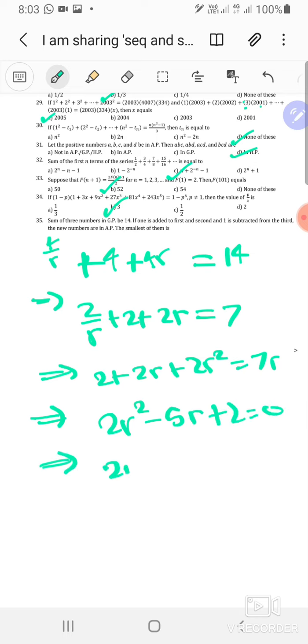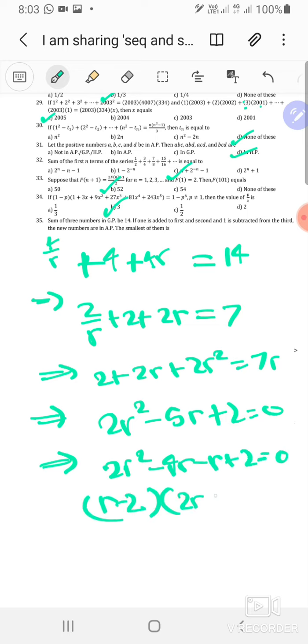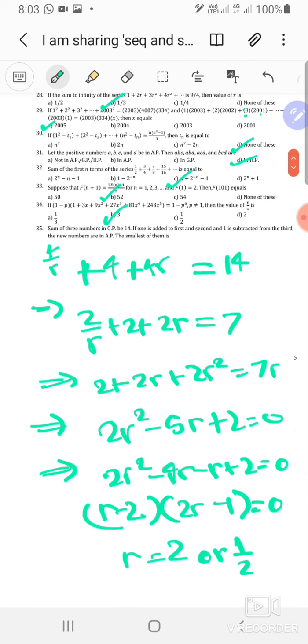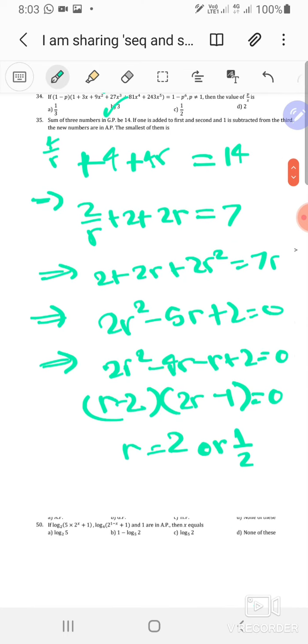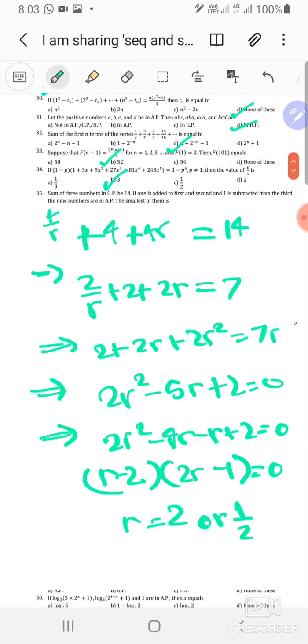So 2R squared minus 4R minus R plus 2 equals 0. So (R minus 2) into (2R minus 1) equals 0. So R equals 2 or 1 by 2. And both of them give the same set of answers. Right, I mean the same set of those three numbers. Yeah, so the ratio is 2 or 1 by 2.